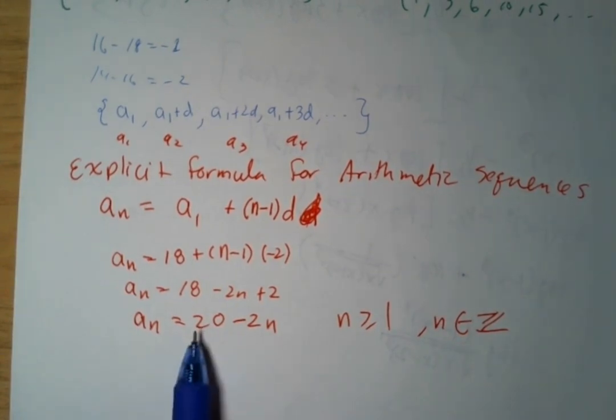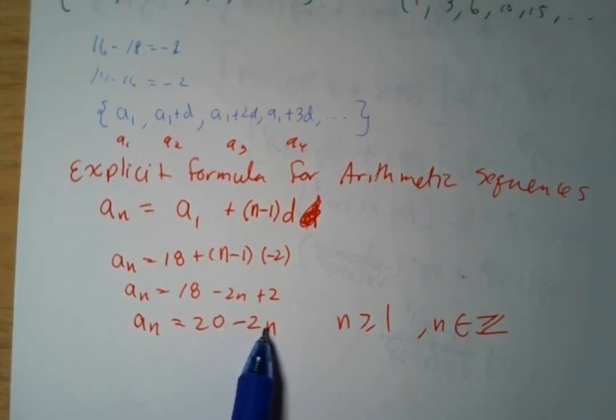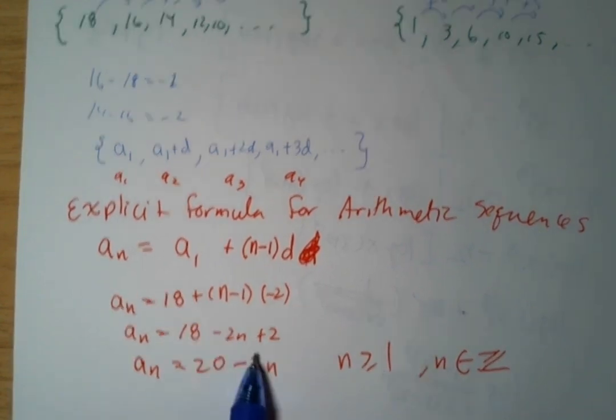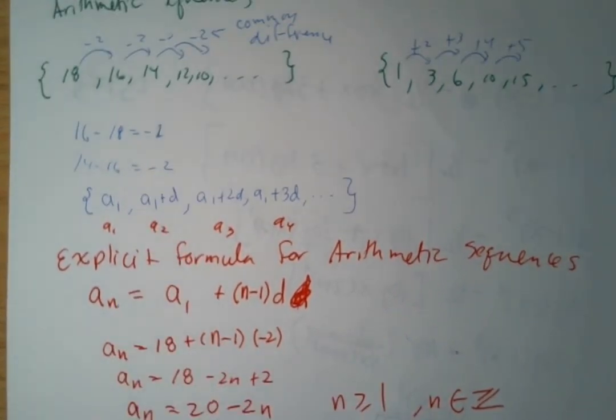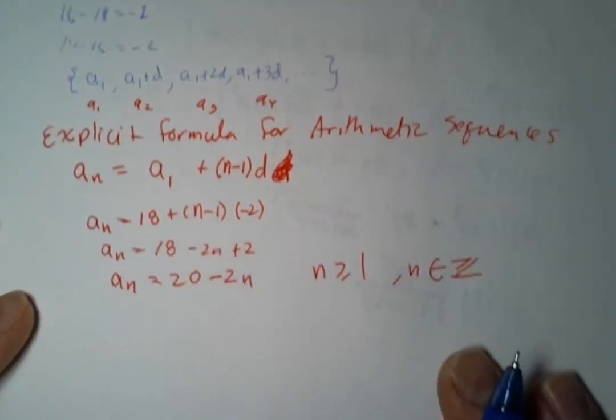And you see here, just a quick mental check, when n is 1, 20 minus 2 is 18. When n is 2, 20 minus 4 is 16. So we see it does match up with our sequence there.